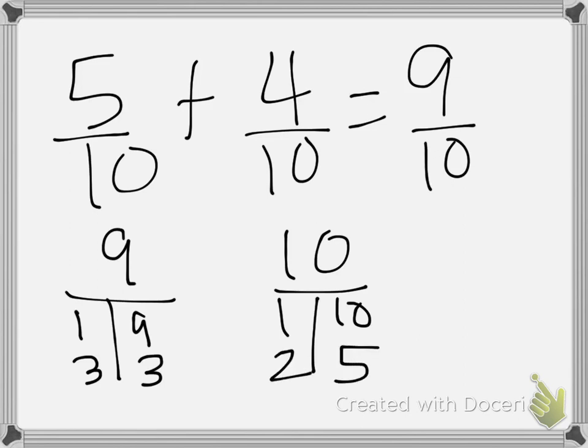The only factor they have in common is 1. We can't use 1 because if you divide by 1, it's still going to give you 9/10. So they don't have any other factor in common besides 1. So 9/10 is in its simplest form. And so that's the final answer.